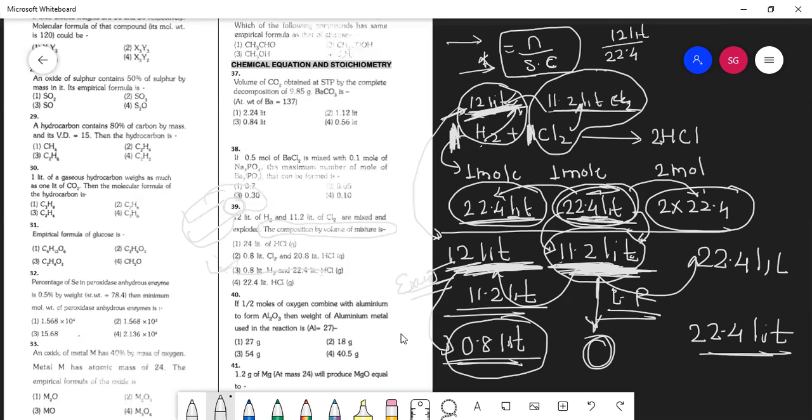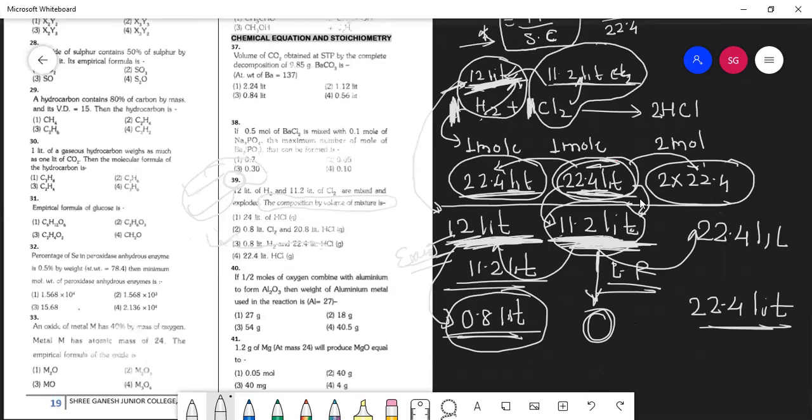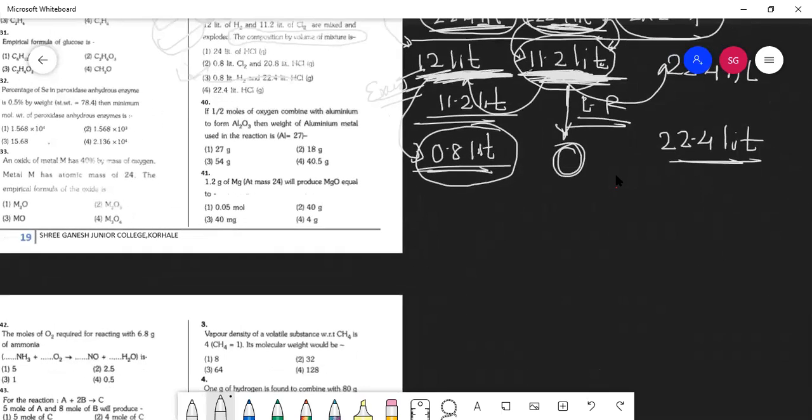Okay, now you solve question number 40. Let me see. Question number 40. Okay, I'll help you. Half mole of oxygen combines with aluminum. First, we'll write aluminum plus oxygen forms Al2O3. Okay, we'll balance it. In Al2O3, O is 3, an odd number, so I'll take 4Al. Here it is 2, here it is 3. Is it balanced? Yes, sir.